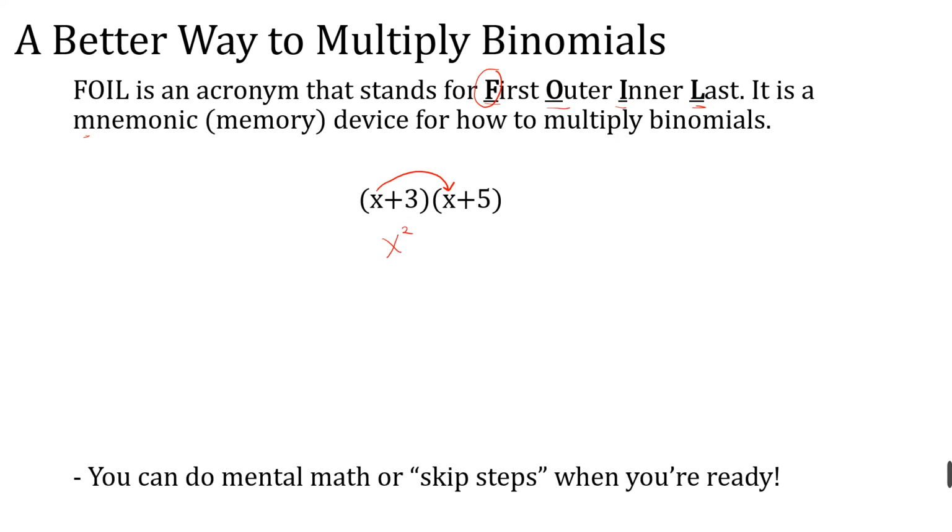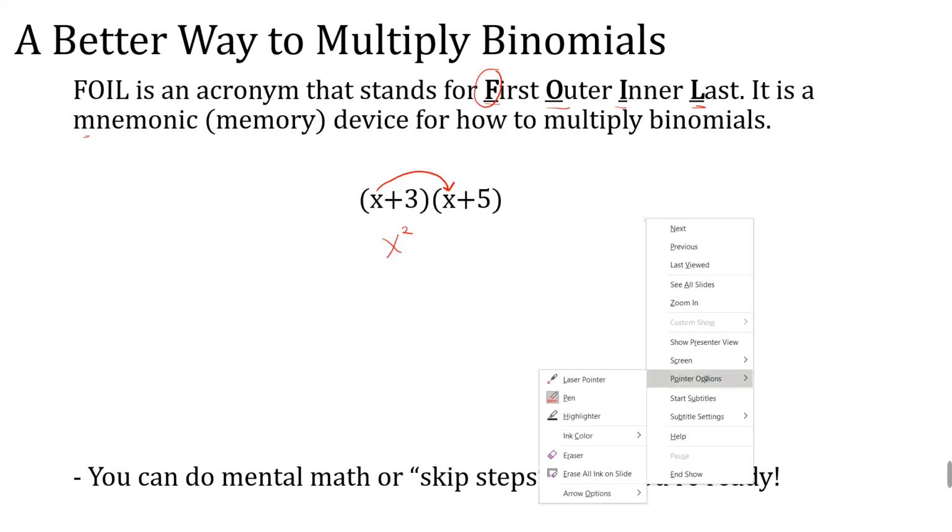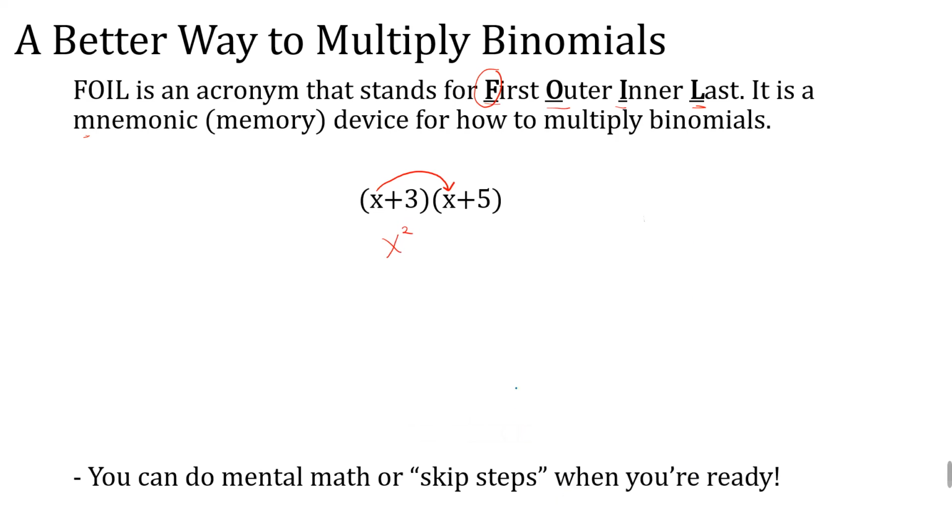So let's see if I can color code this. Let's do blue for our outer terms. So our outer terms are going to be the ones on the outside. So x is on the outside and 5 is on the outside. X times 5 is 5x. And we want to take the signs and multiply them as well. So x is positive and the 5 has a plus on it, so we're going to end up with a plus 5x.